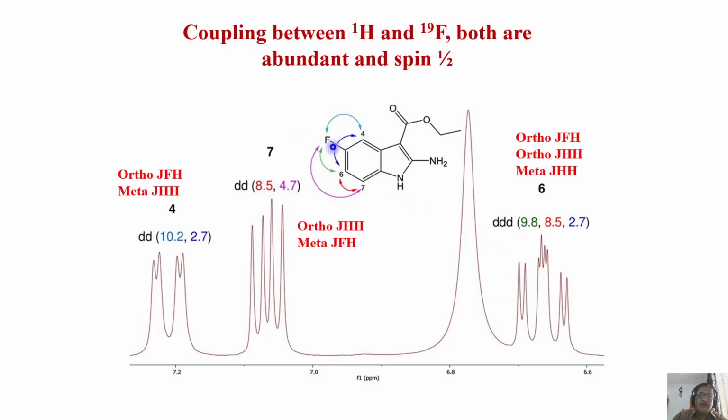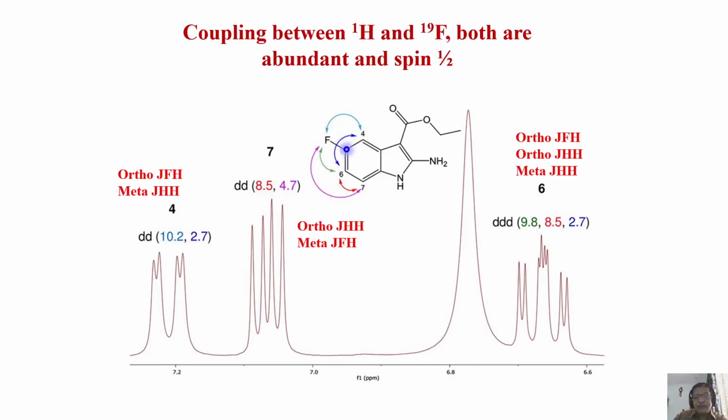Now, there is one fluorine here. Of course, we saw the fluorine-proton coupling earlier, but again, I want to brief it to you. You can get coupling between proton and fluorine. Both are heteronuclei, both are spin half, and both are almost 100% abundant. Proton is 99.98%, fluorine is 100%. Take it, both are 100% abundant.